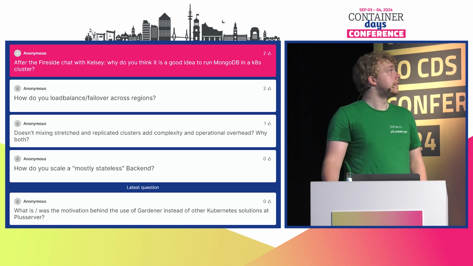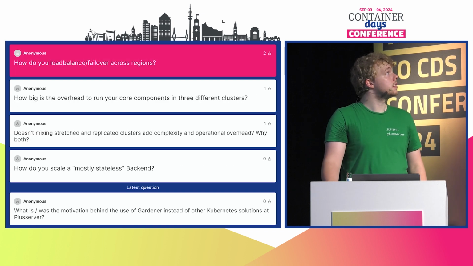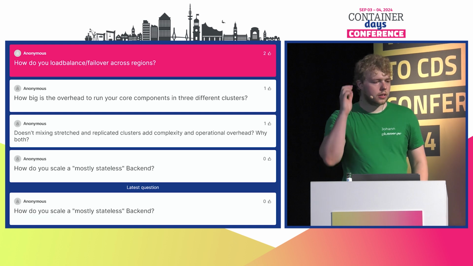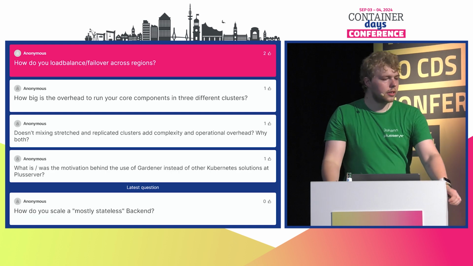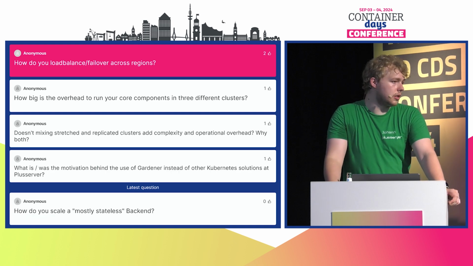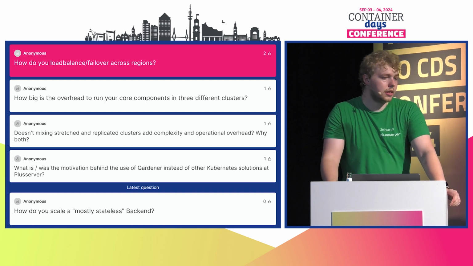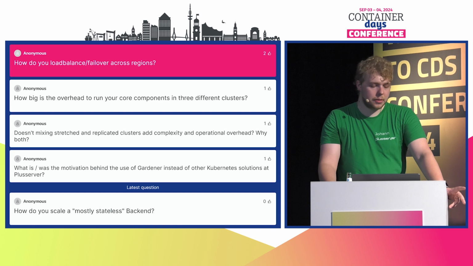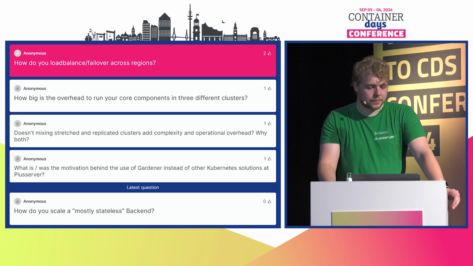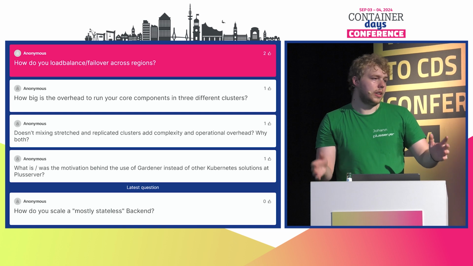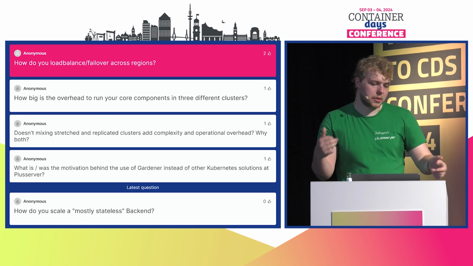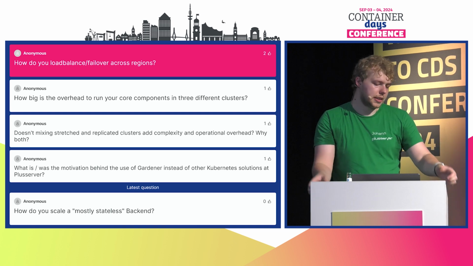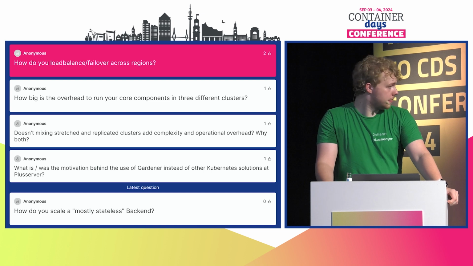I understand. The next question is, how do you load balance and failover across regions? Currently we're using an external content delivery network to fail over between the 3 different API endpoints. But we're also looking at failing over the actual IP, so the publicly accessible endpoint, between data centers.